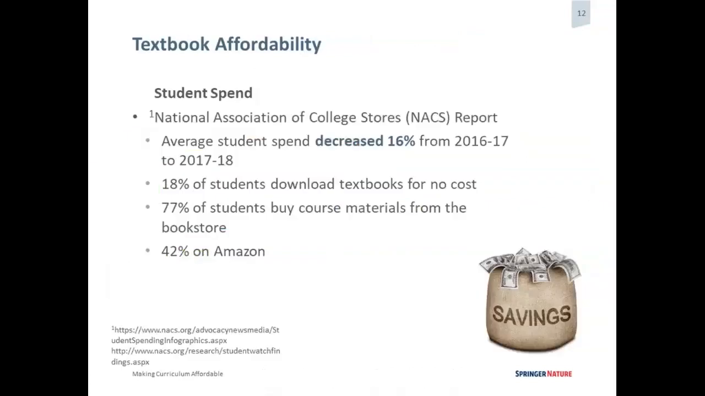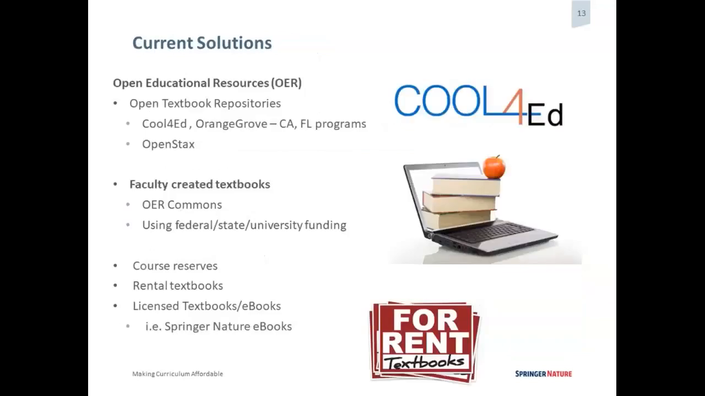Some aspects of student textbook affordability: the average student spend did decrease, according to the National Association of College Stores, about 16% in recent years. And 18% of students reported downloading textbooks for no cost. So that's a good number, but it could get better. 77% still buy course materials from the bookstore. 42% buy their materials from Amazon. And I don't think those numbers are mutually exclusive. I think they're going where they need to go to get things done.